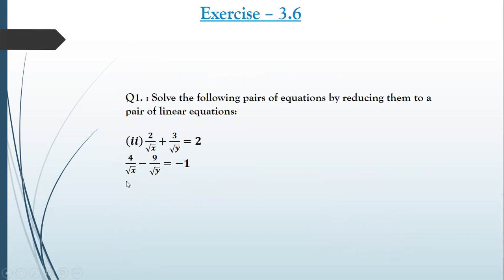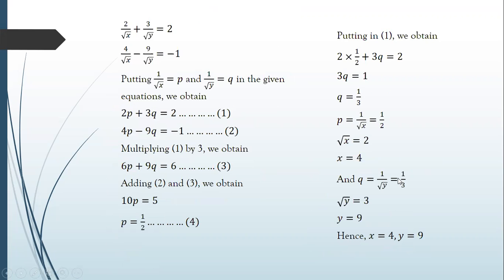Now here again reciprocal and root is there in the denominator. That's okay. We are going to take 1 by root x as p, 1 by root y as q. So we get 2p plus 3q equal to 2, 4p minus 9q is minus 1. Now multiplying first equation by 3, q will be having same coefficient. So solving, we get p as 1 by 2 and q as 1 by 3. Substituting this back, root x is 2, so x will be 4. Root y is 3, so y is 9. So x is 4, y is 9.